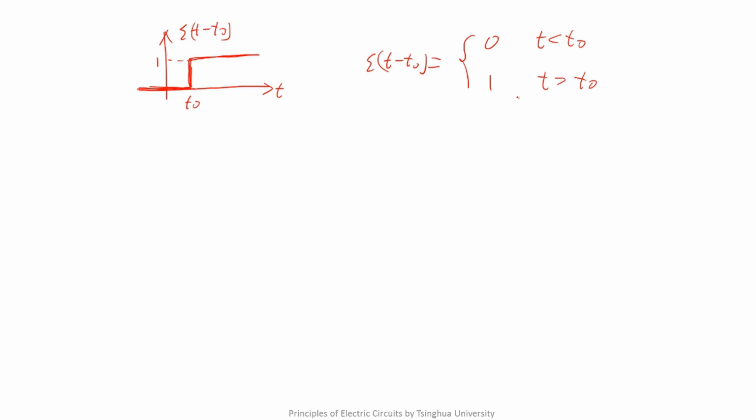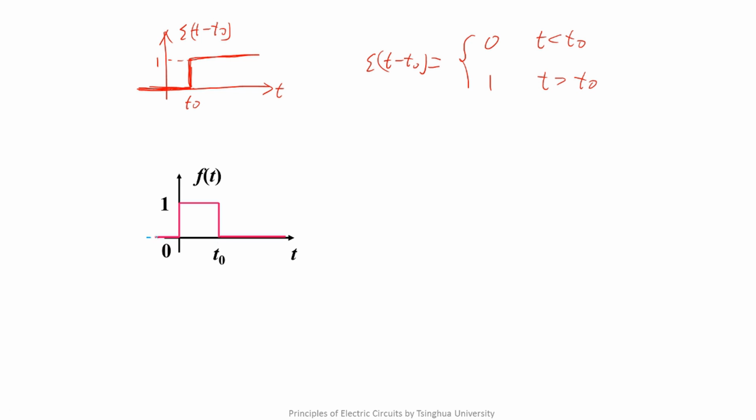This is a window function. When t is less than 0, the value is 0. When t is between 0 and t0, the value is 1. When t is greater than t0, the value is 0. So how to use epsilon t and epsilon t minus t0 to express this window function? You see, we can suppose the function is the sum of two functions.